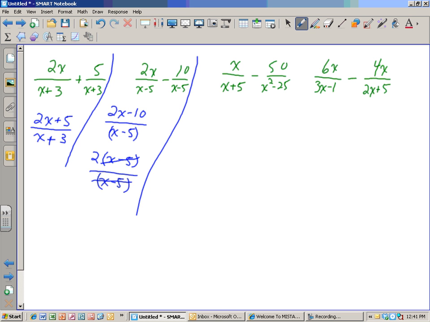Third problem, we don't have a common denominator, so we need to find one. In order to find the common denominator, I have to factor. First one's already factored. The second one, all right, can you see what the common denominator might be? X plus 5 and x minus 5. It's actually both of them. Okay? It's kind of like doing this.